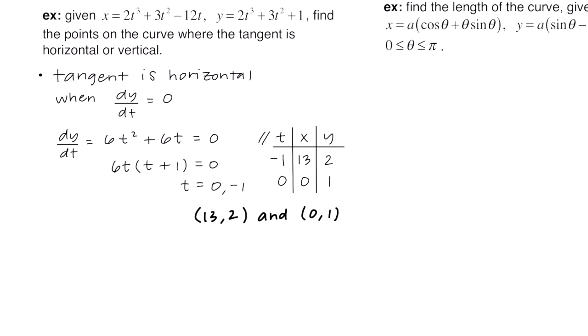So now we're going to do the same thing for where the tangent line is vertical. So the tangent is vertical when dx/dt equals 0.